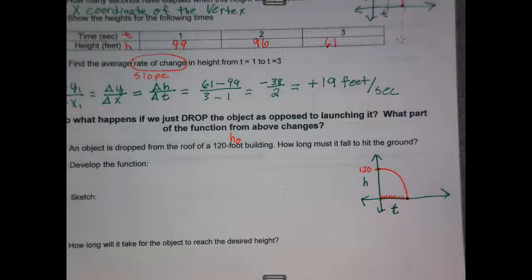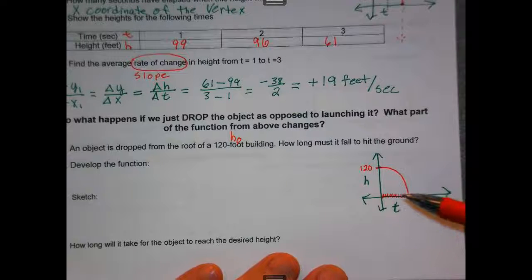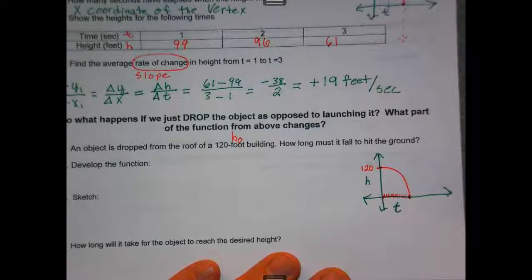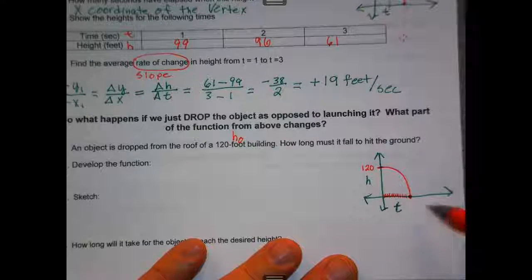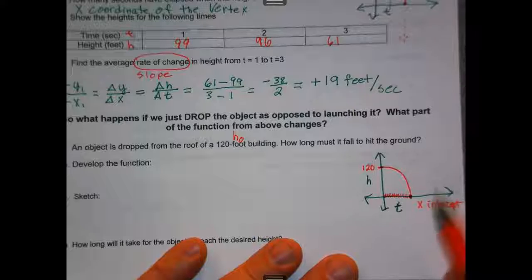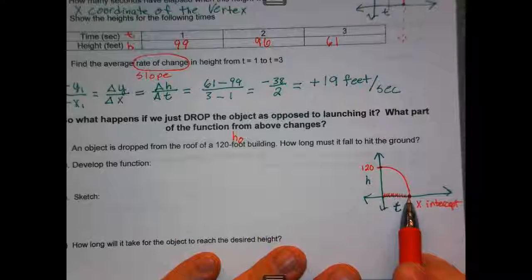Well, let's think about this for a sec. This point here, what do we call this point? Where you sleep? The point where you sleep? X-intercept. This is our x-intercept, right? So if we find that x-intercept of our parabola, we know how long it went, correct?